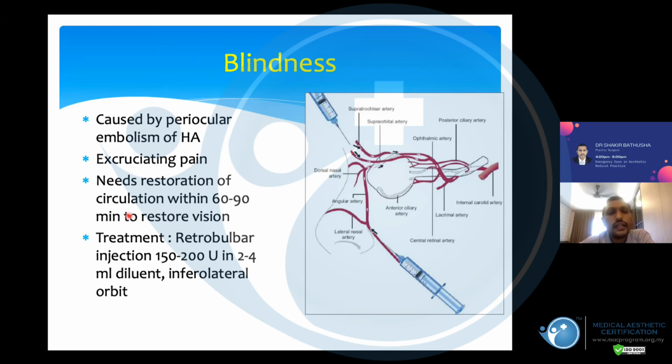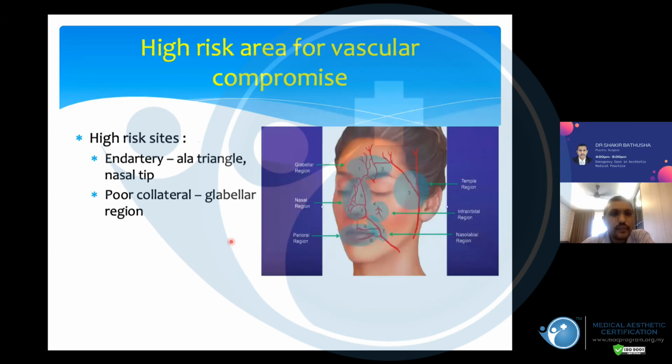So what needs to be done is you need to inject hyaluronidase, about 150 to 200 units, into the retrobulbar space. And bear in mind, please do not do it yourself. Please refer him to an ophthalmologist because they are more familiar with giving a retrobulbar injection.